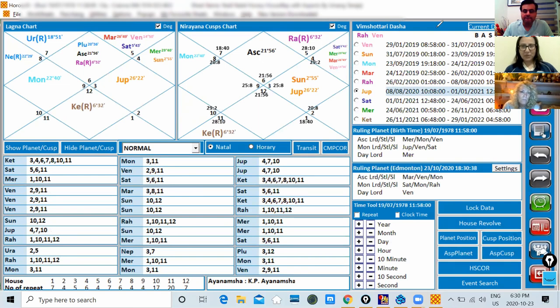Nabila? Rahu, Venus, and Jupiter. What shall I do? I should mark Rahu, Venus, and Jupiter first? Yes.